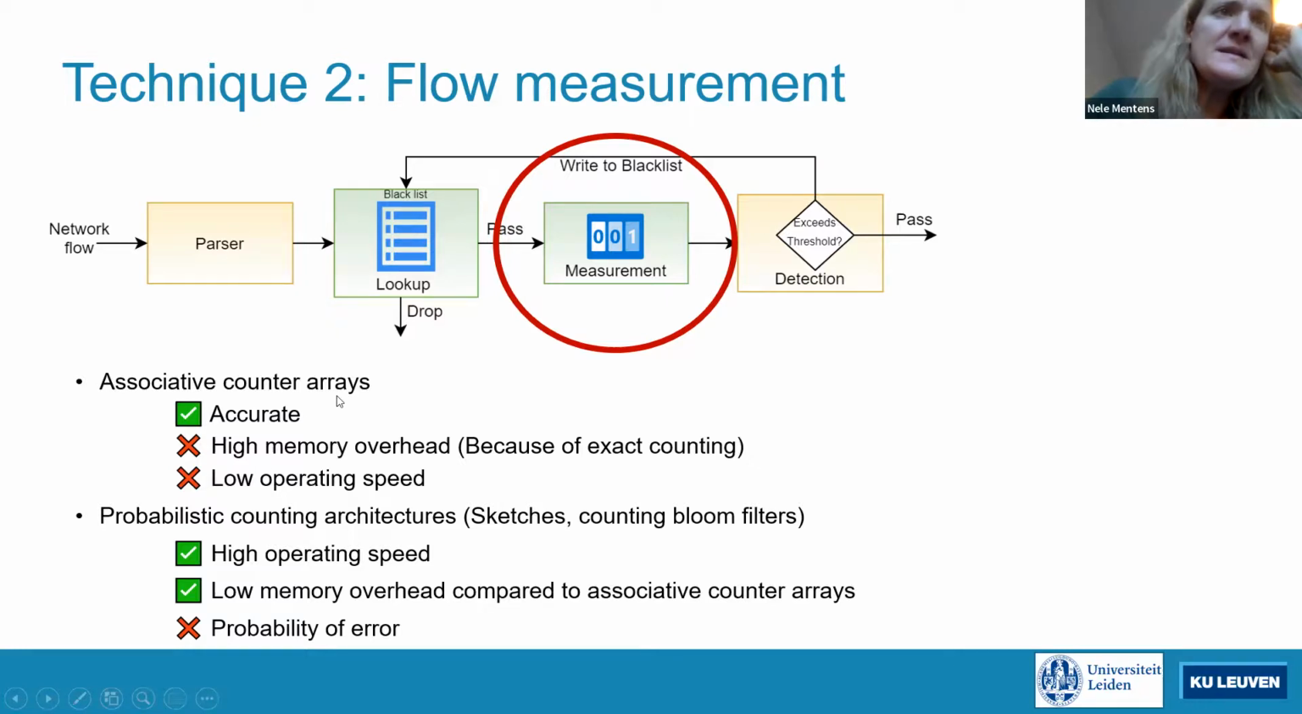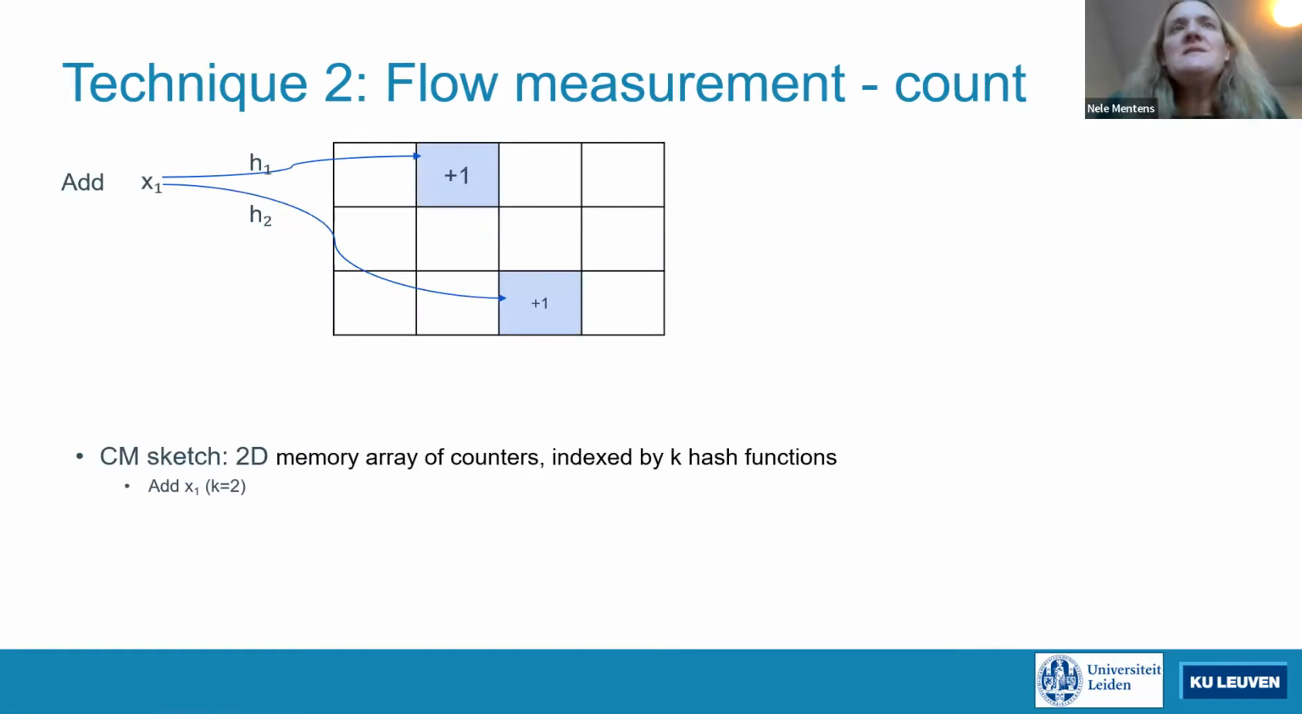So it is not possible to follow at such high speeds at line rate with associative counter arrays, which are exact data structures. Therefore, we also go to probabilistic counting architectures, like sketches or counting Bloom filters. They have a higher operating speed, lower memory overhead compared to associative counter arrays, and lower energy consumption, but they have a certain probability of error. Now, how do these work?